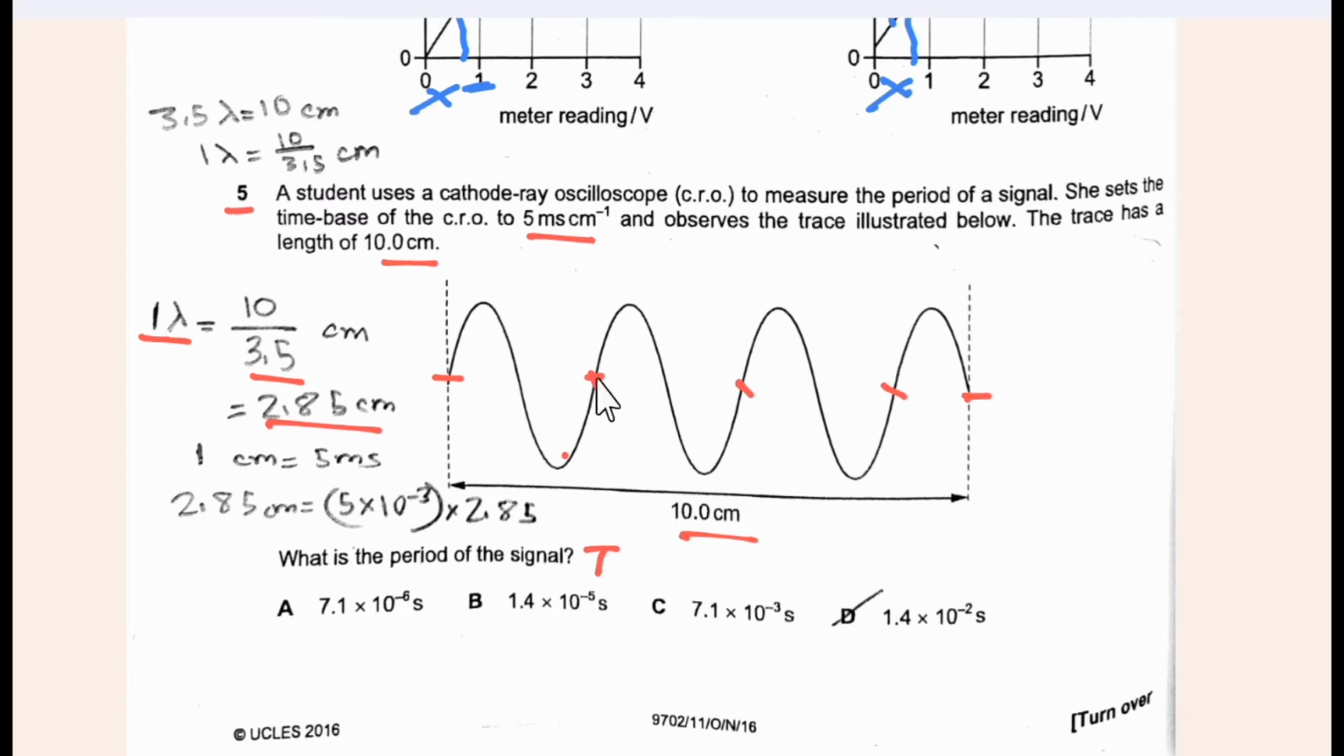That means this one wave takes 2.85 centimeter. So what is the period of this one wave? We know that 1 centimeter is equal to this much time, so 2.85 centimeter is this much time. That is the period, and the period comes to be 1.4 times 10 to the power negative 2. So the answer should be D.